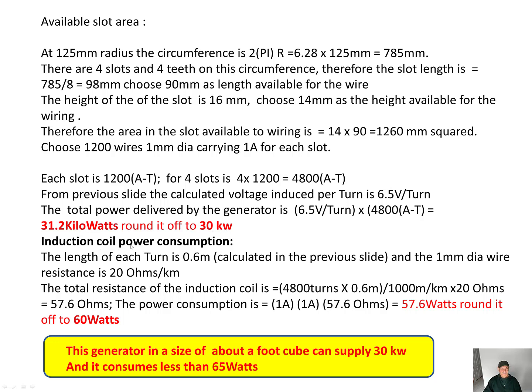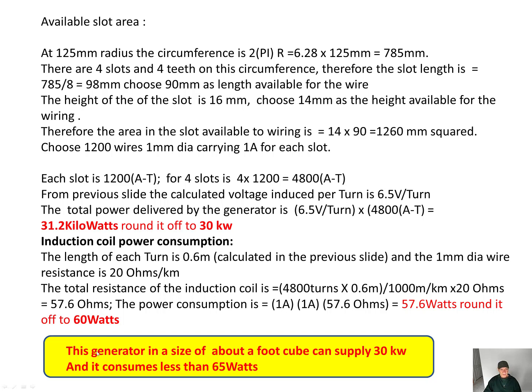So, induction coil power consumption calculation. The length of each turn is 0.6 meter, calculated in the previous slide, and 1 millimeter diameter wire resistance is 20 ohms per kilometer. The total resistance of the induction coil is 4800 turns times 0.6 divided by 1000 meters per kilometer times 20 ohms, which equals 57.6 ohms. The power consumption of the induction coil is 1 amp squared times 57.6 ohms, which comes to 57.6 watts. Round it off to 60 watts.